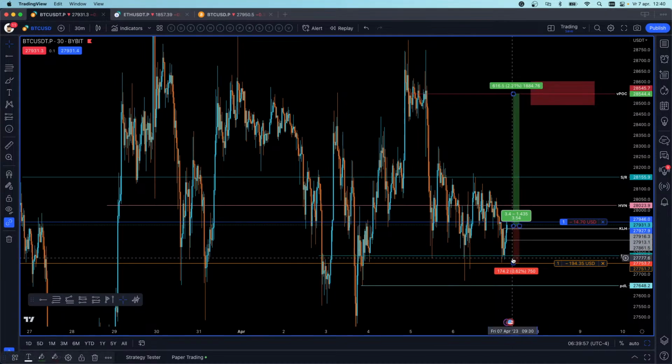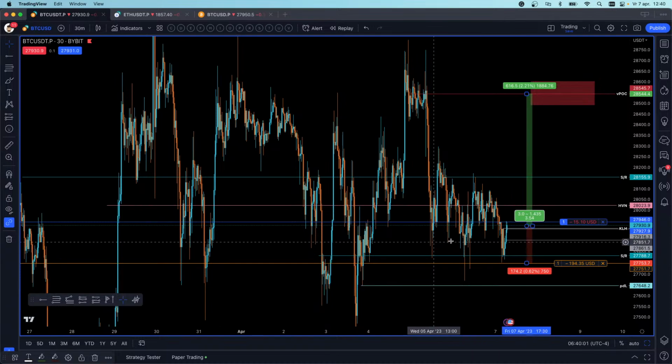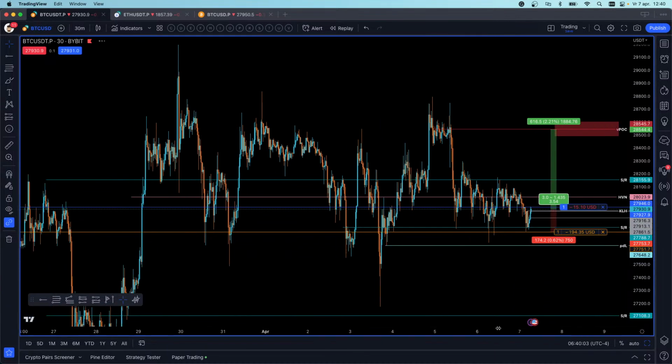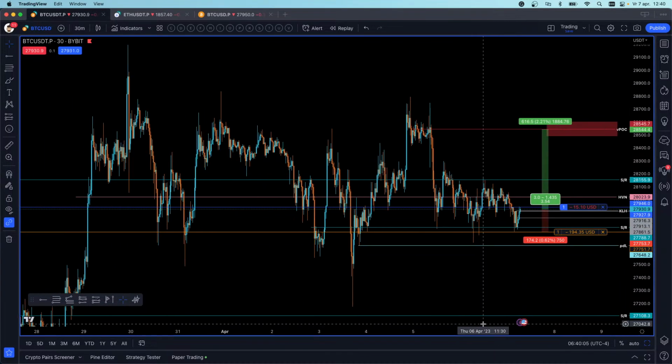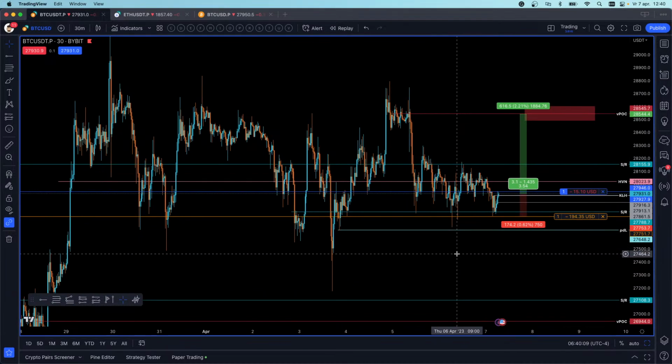And I know that we tapped this daily already for a couple of times. So the more it taps it, the weaker it gets. And we didn't take liquidity, so I know this is a lower probability trade.